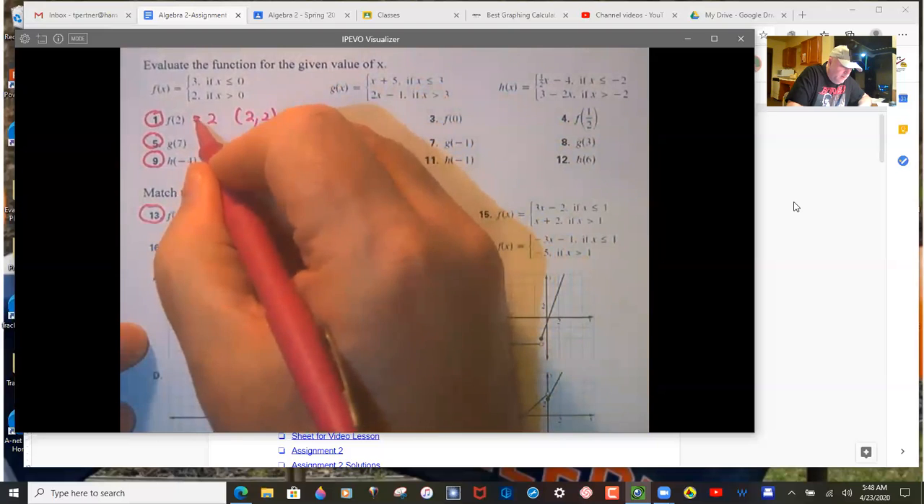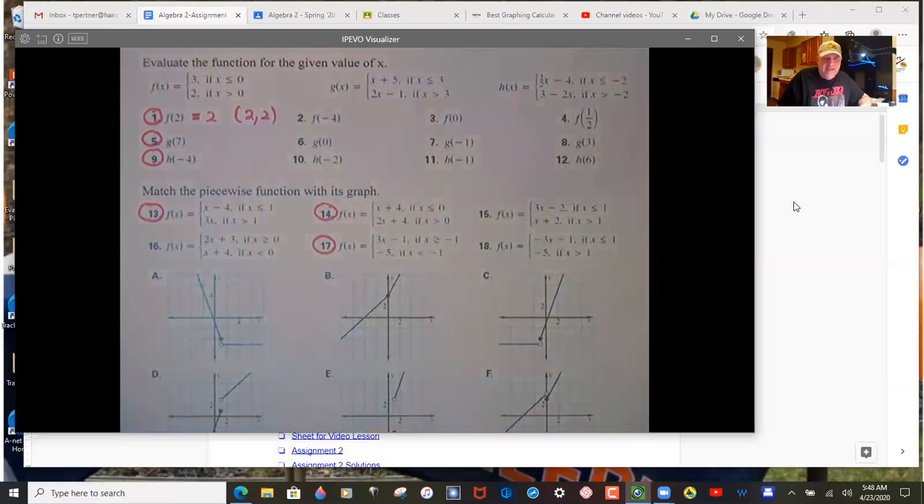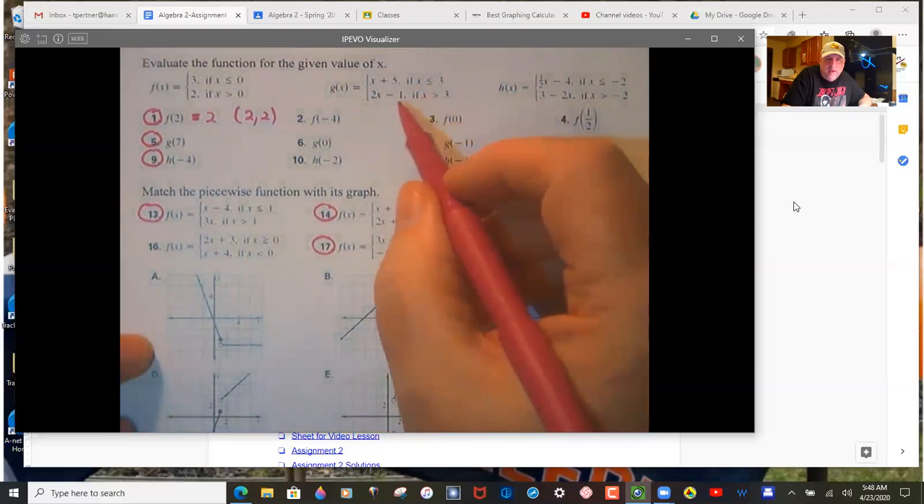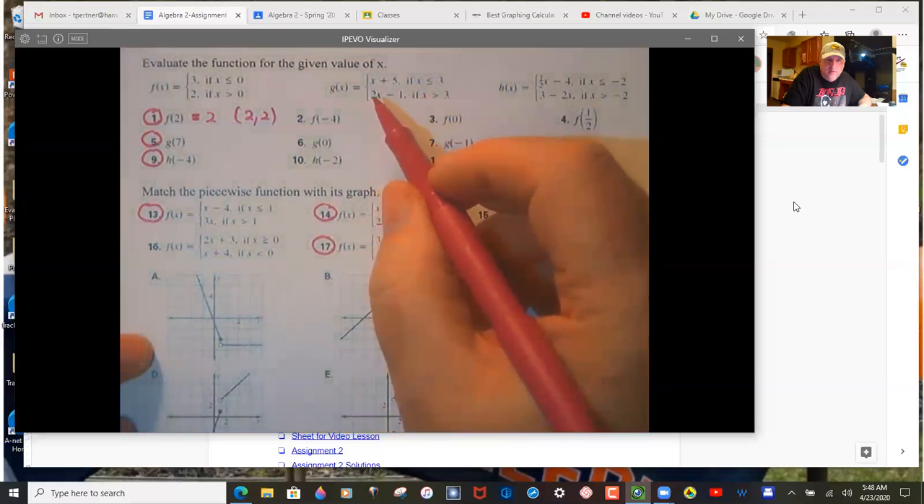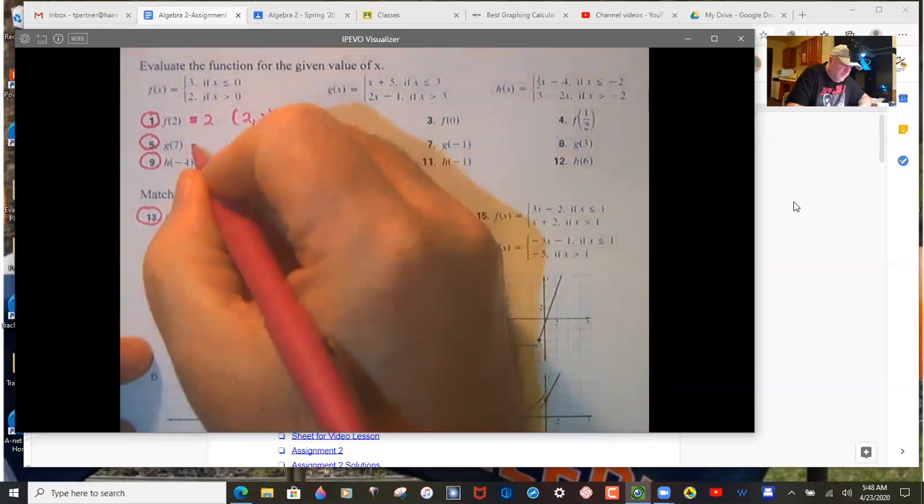And usually there's an x to substitute in for. There's not in that function. It's just 2. Number 5, g of 7. So we want when x equals 7, which is the bottom line. So we're going to do 2 times 7, 14, minus 1, 13.